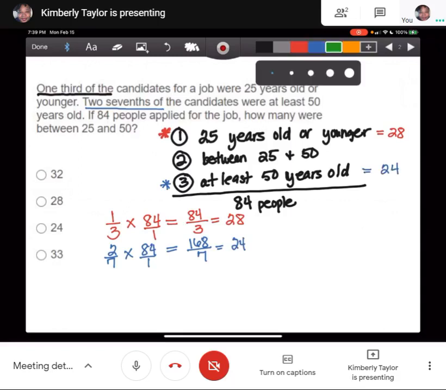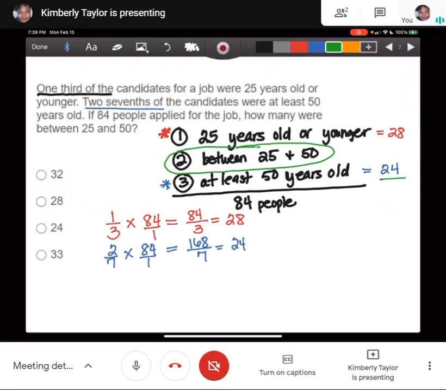Now to find out how many people are between the ages of 25 and 50, we're going to add this 28 and 24 together. That'll be 52. So to find this out, I need to say 84 minus 52, and I get 32 people are in between the ages of 25 and 50. So I would pick this answer choice here. Let's go to the next question.